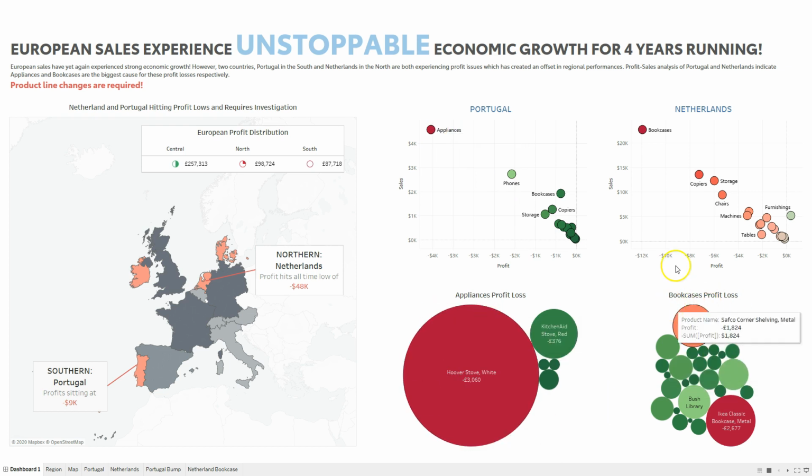If you look at the Netherlands, I did the same thing. You've got bookcases, you've got all these ones which are in profit loss, but these are the two worst ones: Safco Corner and IKEA Classic. So again, you're giving the team or whoever you're working with exactly what to fix. Guys, either get rid of the product or do something about it, right? For this one and this one.